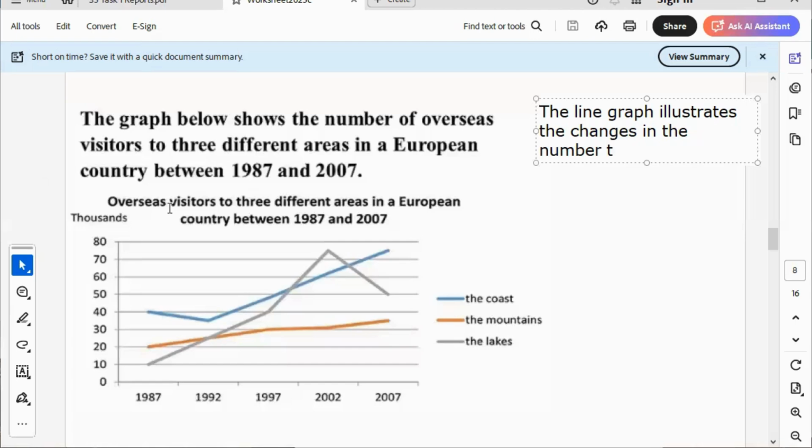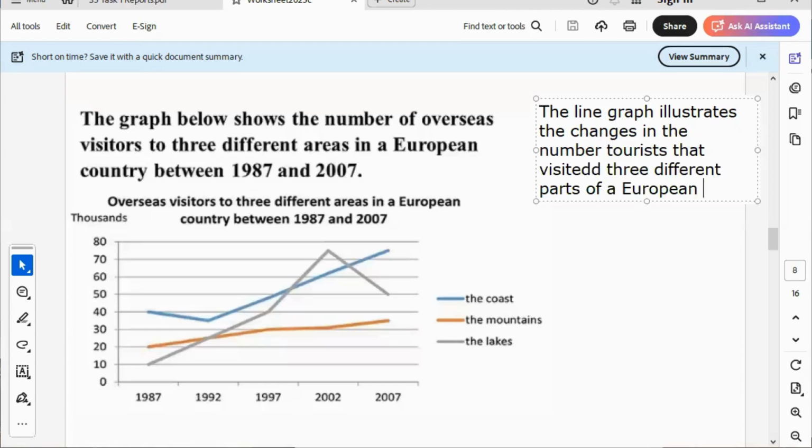Overseas visitors can also be paraphrased as tourists. In the number of tourists that visited 3 different regions, or let's use the word parts, of a European country between 1987 and 2007. Can you see my introduction?